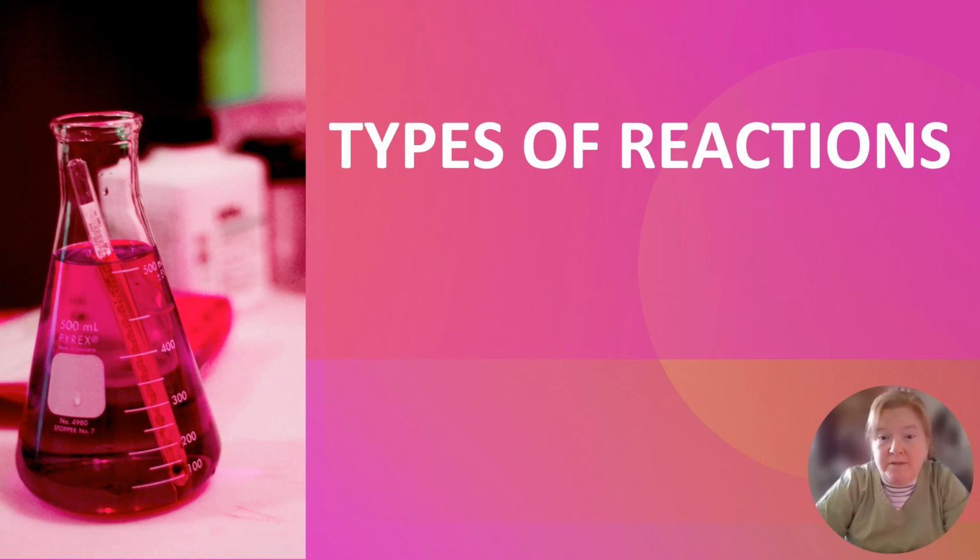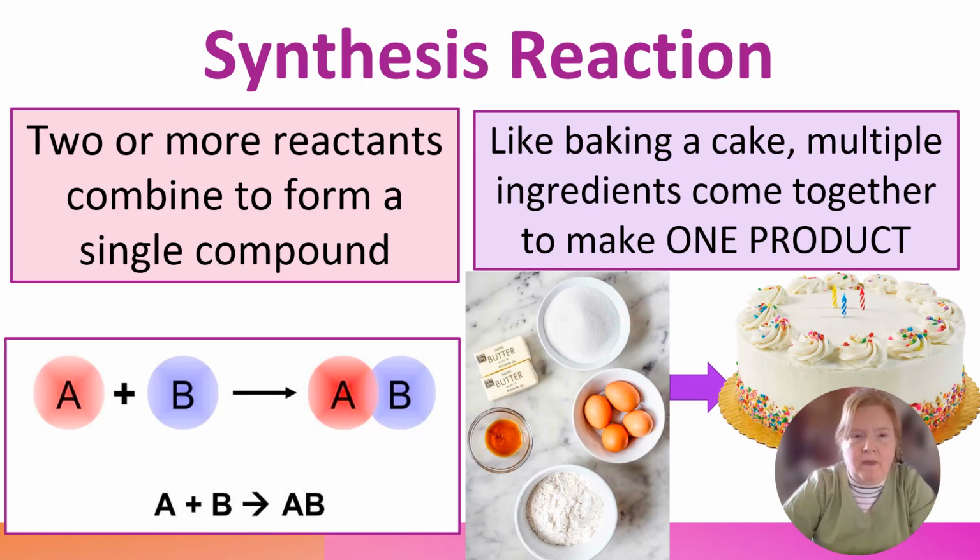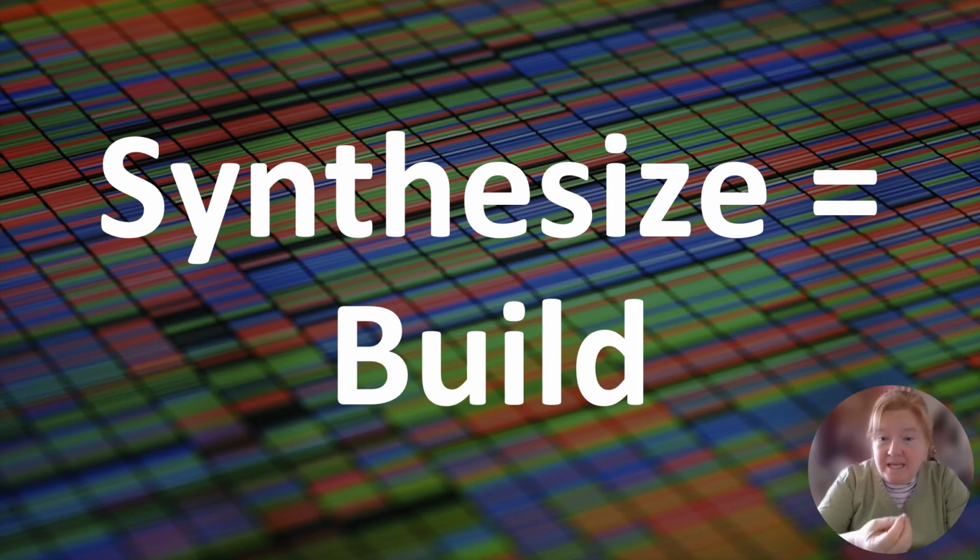Today we're talking about types of reactions. So there's a synthesis reaction. In a synthesis reaction, we have two or more things combined to form one larger thing. Like baking a cake, where you take all the ingredients and then you get a cake at the end. Synthesis means build. So synthesize, build, synthesis, build, make a bigger thing.